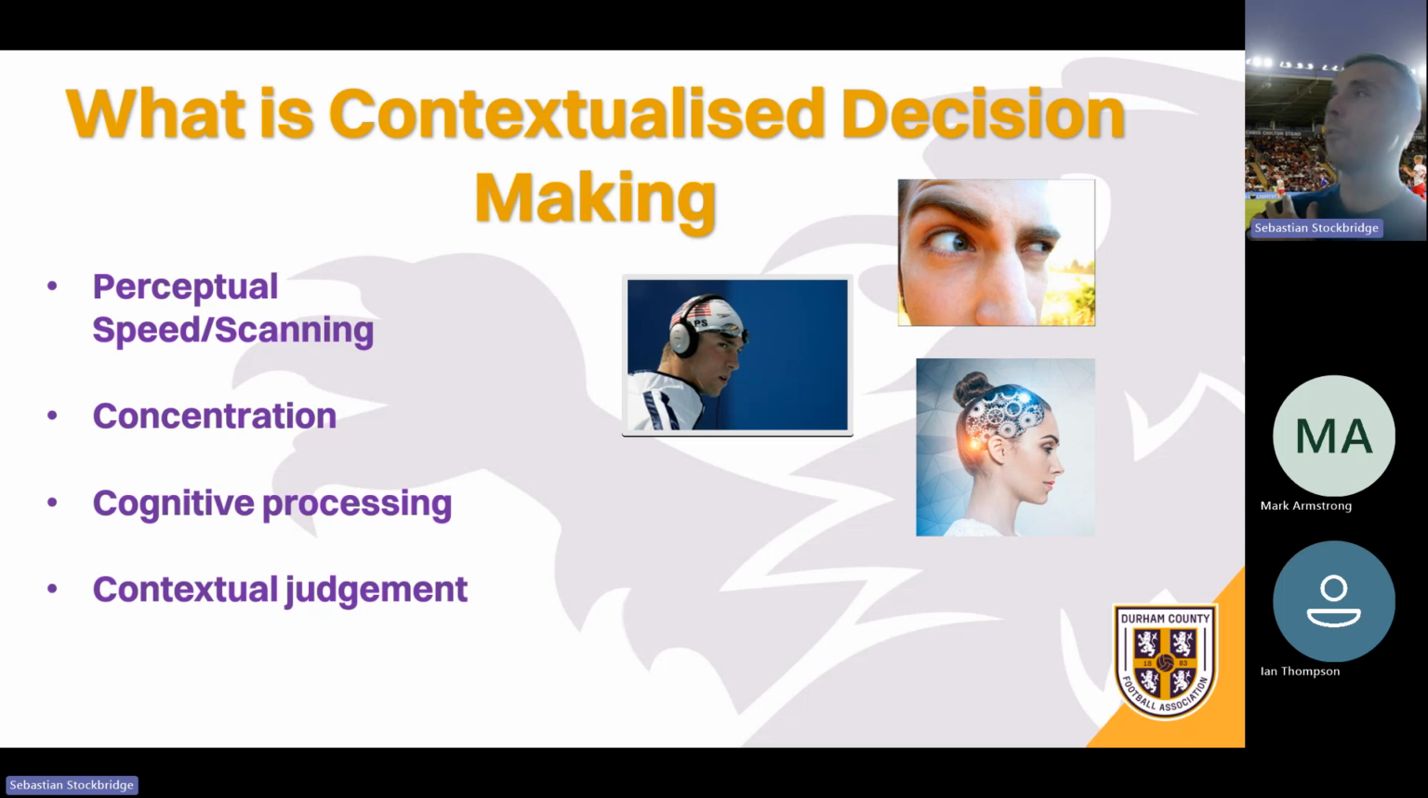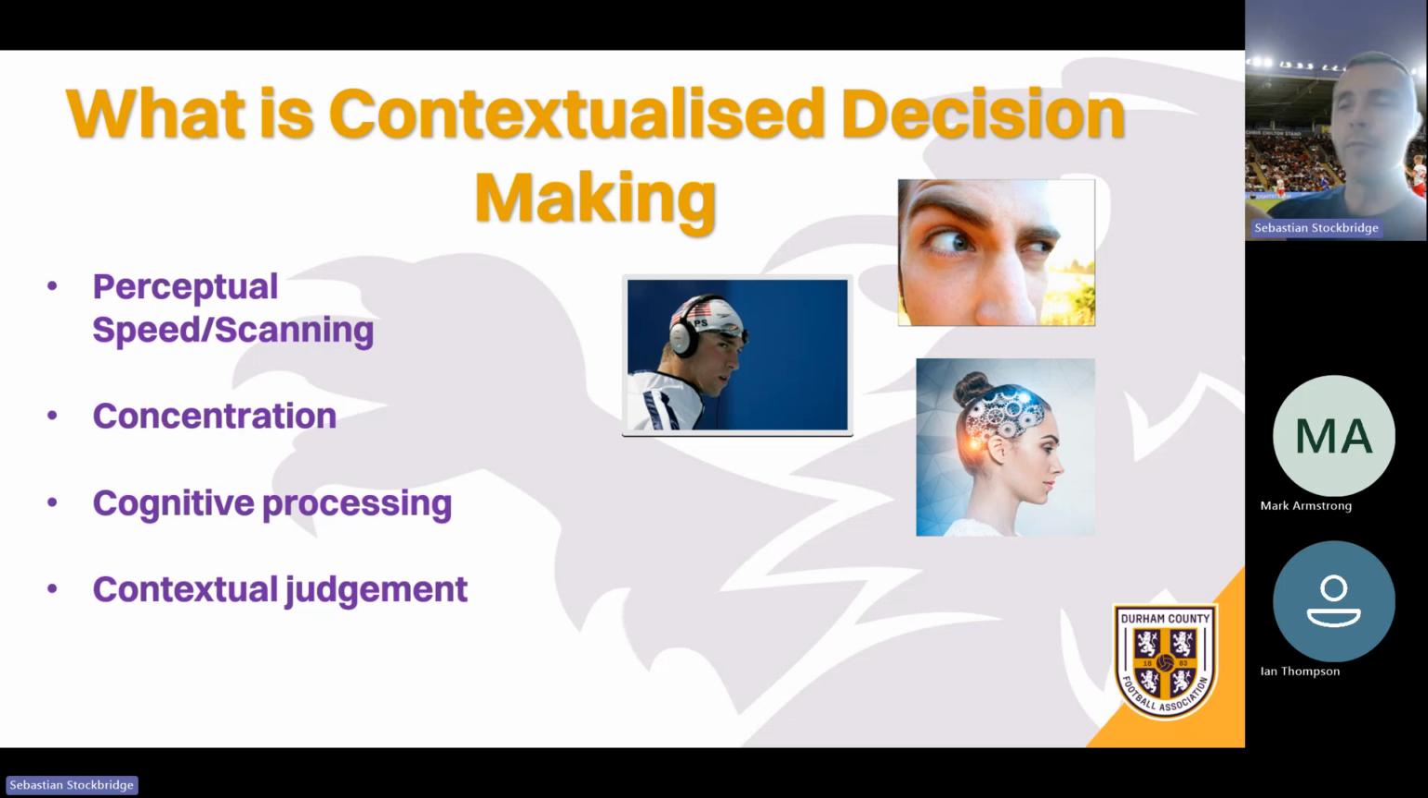Contextual judgment is a bit like what you're saying there. Do we need to do something? So we add that bit of context to our decision making, and that's what this all comes together as. Can I get away with that? Can I manage that instead of carding it?